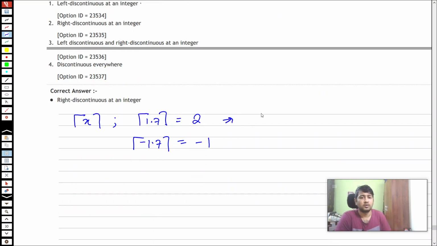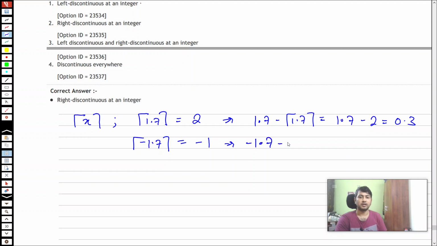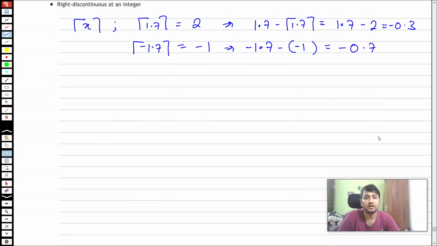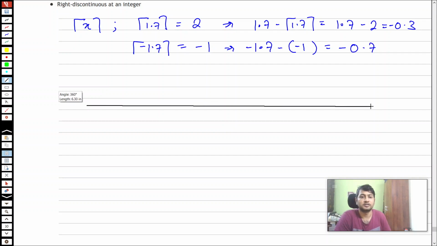So 1.7 minus the smallest integer is 1.7 minus 2, so that is minus 0.3. And minus 1.7 minus minus 1 is minus 0.7. So it is always going to be negative, and it is the part that you do not see. So now it is going to flip itself.